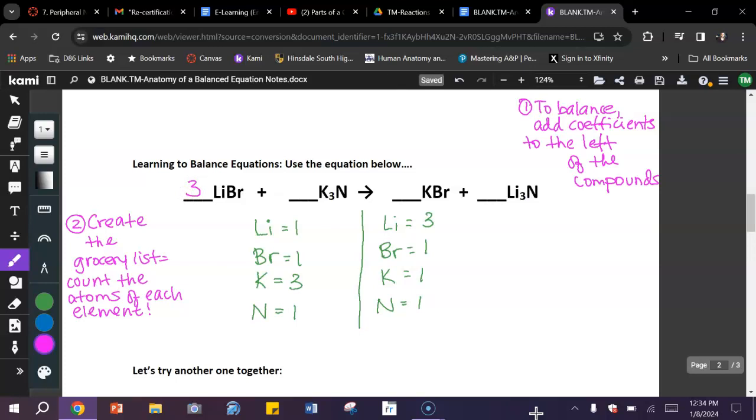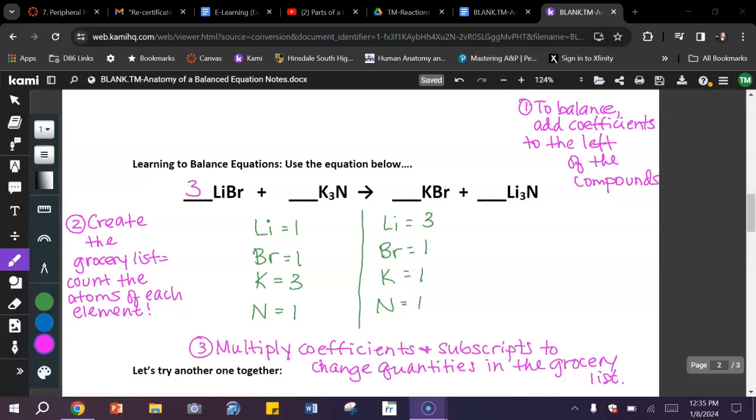And this is kind of like the distributive property in algebra. I'm going to multiply my coefficient by my subscript. So I'll write that down as step number 3: multiply coefficients and subscripts in order to change quantities in the grocery list. By putting a 3 in front of lithium bromide, 3 times 1, which is what I wrote here, is 3. So now that quantity of lithium is going to change to 3.